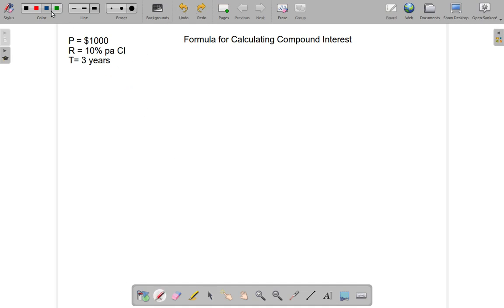Example. I'm going to use an example to see if we can build the formula. Let's say you invest $1,000. That's your principal, at 10% per annum compound interest for 3 years. So you start out with your $1,000.